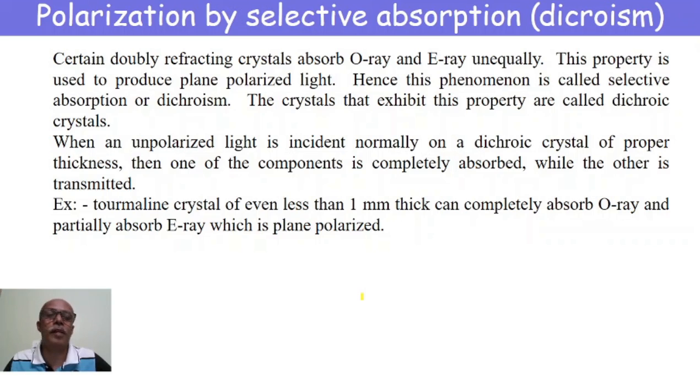So this phenomenon is called selective absorption. We pick the crystal in such a way that one of the rays is completely absorbed, whereas the other ray is allowed to pass through. Hence the name selective absorption, or otherwise known as dichroism. The crystals which exhibit such a property are called dichroic crystals.